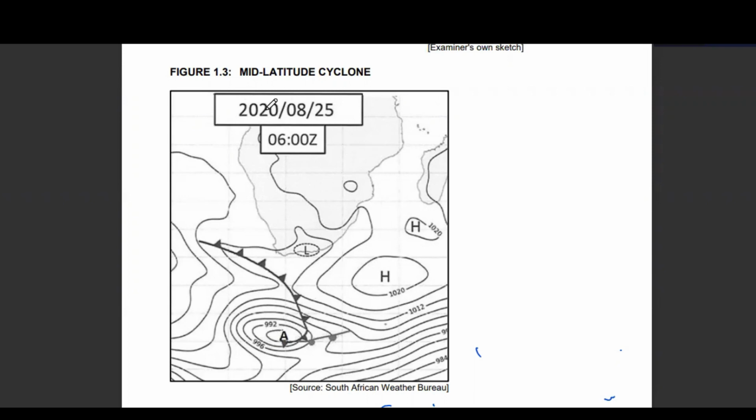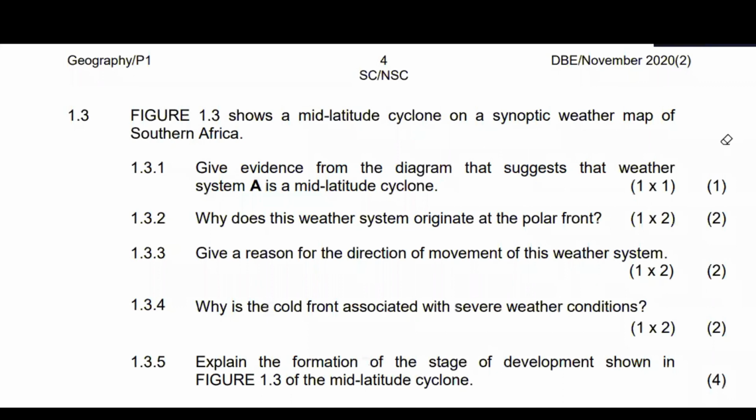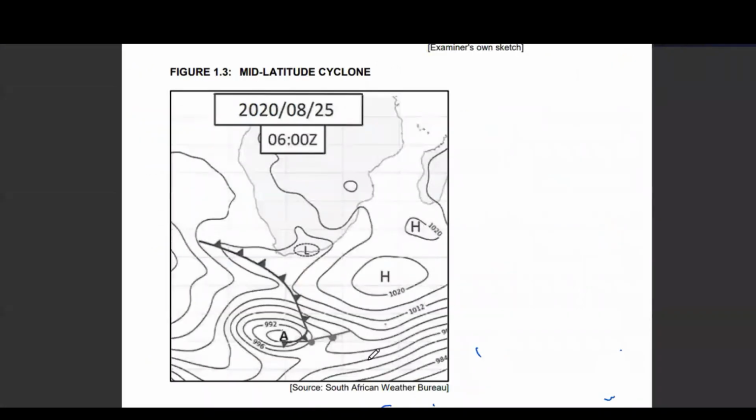Then they have given us the date. You can see 25 August 2020. Now, when you look at this, there's a high pressure here. So what we need to do now is look at the kind of questions that are being asked. When you check your question, they say, figure 1.3 shows a mid-latitude cyclone on a synoptic weather map of South Africa. You can see it's a mid-latitude cyclone because of the cold front and the warm front that is visible there, and it is moving from this side and approaching the Western Cape. So it's a cold front that is affecting South Africa.